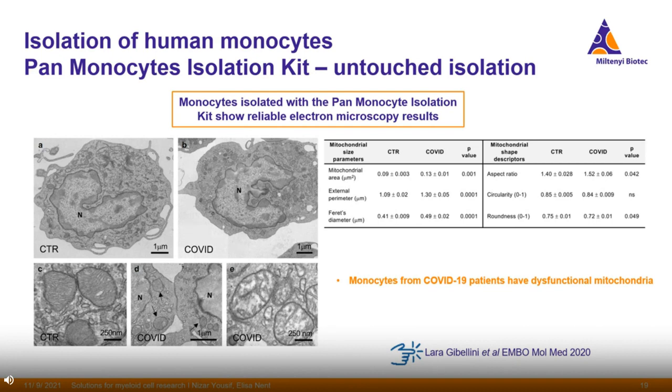The electron microscopy results you observe here are from a recent publication in which they showed that monocytes isolated from COVID-19 patients have dysfunctional mitochondria. In this work, monocytes were isolated using our Pan Monocyte Isolation Kit. And as you observe here, no monocyte dysfunctions have been detected in the control.